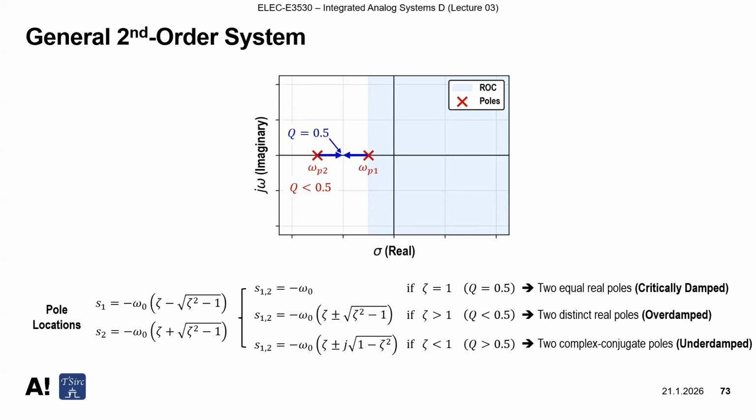And when we have an increasing Q factor that goes to Q factor equal to 0.5, which can be differently described with zeta equal to 1, then we have two equal real poles here. That is called critically damped. And when we take an even larger Q factor, larger than 0.5, then we end up with two complex conjugate poles, which goes to the underdamped condition because our zeta is less than 1, which is the damping factor.